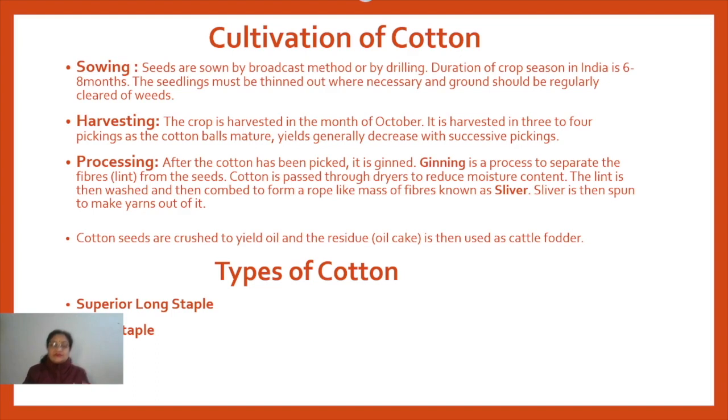Ginning is a process in which the fibers or the lint are separated from the seeds which are there in the cotton bolls, and then the cotton is passed through dryers to reduce the moisture content, and then the lint or the fiber is washed and combed to form a rope-like mass. This rope-like mass of fibers is known as sliver. So I hope that this much is very clear to you all.